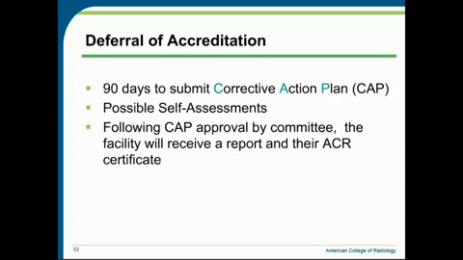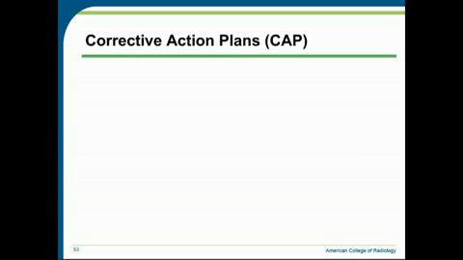Deferral of accreditation is basically if you were almost there, but we feel that you need some things that need to be addressed, and we give you 90 days to submit a corrective action plan. And sometimes the committee will ask for some self-assessment, so they want to have some documentation that you've been doing it. And then once the corrective action plan is approved by the committee, the facility will receive a report and then also certification of accreditation.